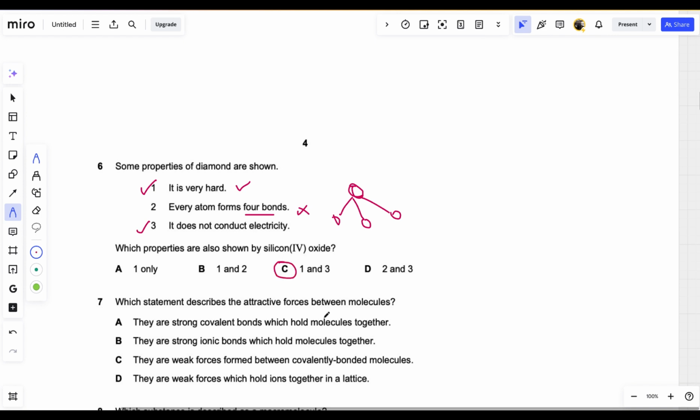Is that okay? Okay, sorry. I thought they were asking which properties are also shown by silicon oxide, so we have to check again if C is correct. Silicon oxide is hard. It forms bonds with 3 atoms as well. And silicon oxide does not conduct electricity. Only graphite conducts electricity. So I think we are still correct. C is still correct, luckily.